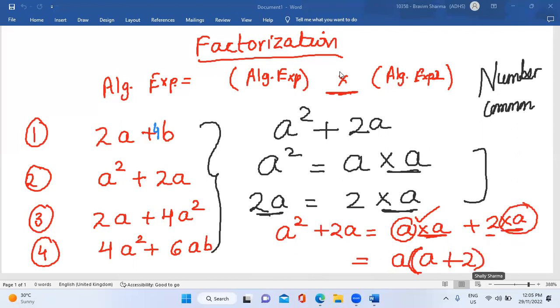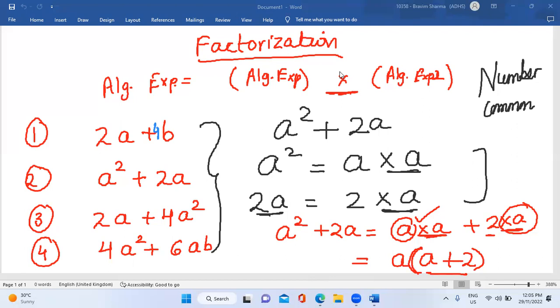So this is the factorization: a times a plus 2 inside the bracket. Because the bracket is holding two terms, there are two terms inside, so we need to include them in the bracket.